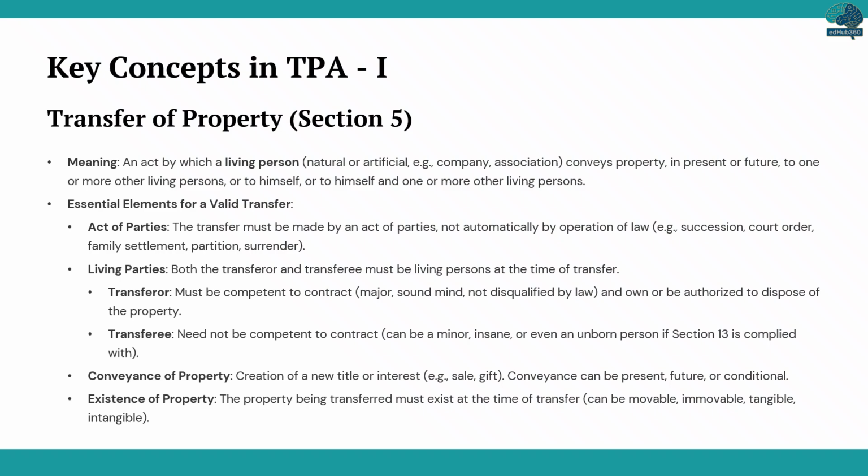For a transfer to be valid, it must be an act of the parties, not by operation of law. Both transferor and transferee must be living, though the transferee doesn't need to be competent to contract. The transferor must own the property or be authorized to dispose of it, and the property itself must exist at the time of transfer. Next, Section 6 addresses transferable property.